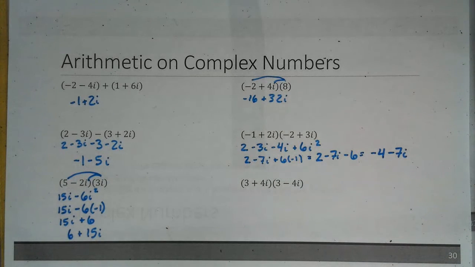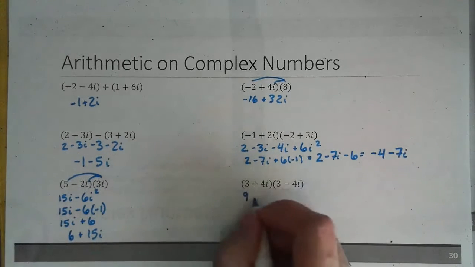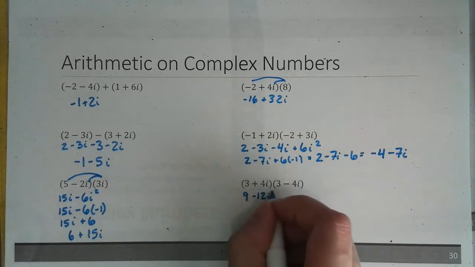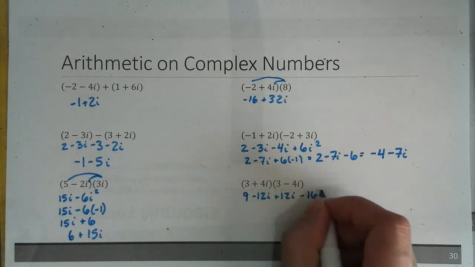Finally, we have (3 plus 4i) times (3 minus 4i). I'm going to FOIL that one as well. I'm going to get 9 minus 12i plus 12i minus 16i squared.